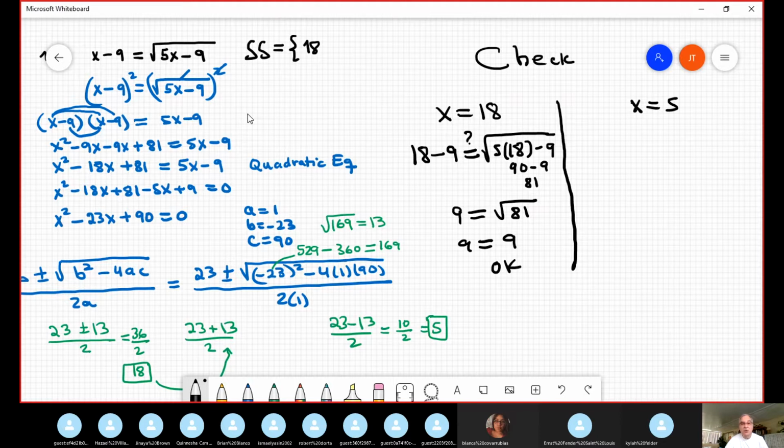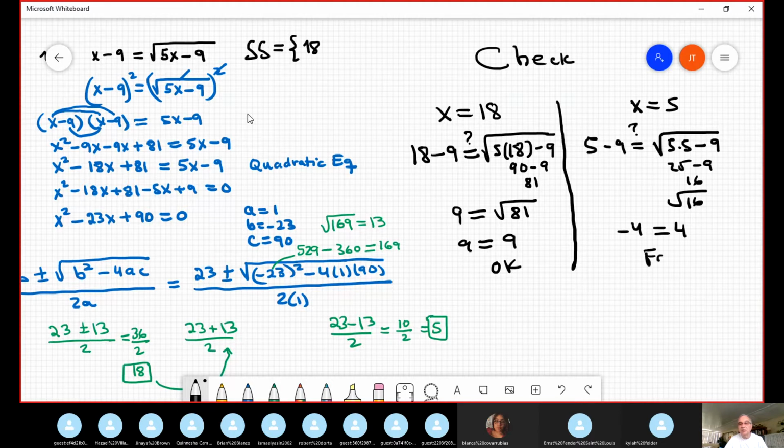I don't know if 5 works or doesn't work. So I go to the 5. 5 minus 9 should be equal to the square root of 5 times 5 minus 9. 5 times 5 is 25. Minus 9 is 16. And the square root of 16 is 4. Nice. But 5 minus 9 is negative 4. Oh, this is completely false. The solution 5 doesn't work. And the only solution that we have in this equation is 18. Any question?